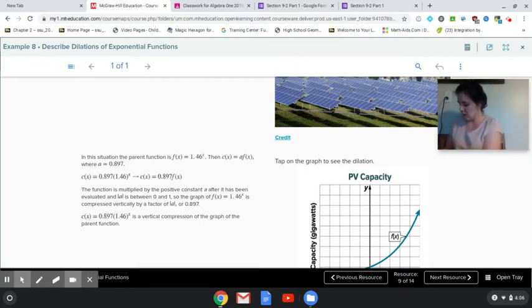So one more time, because this was when I wrote it out here to begin with, we're multiplying it in front of our function. It's a vertical compression or stretched vertically. But we know that since that value is between 0 and 1, that makes it a vertical compression. That value is 0.897. So it's between 0 and 1, so it's compressed vertically.